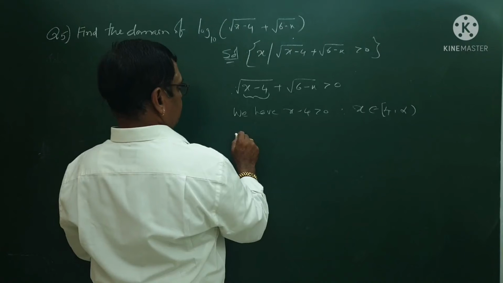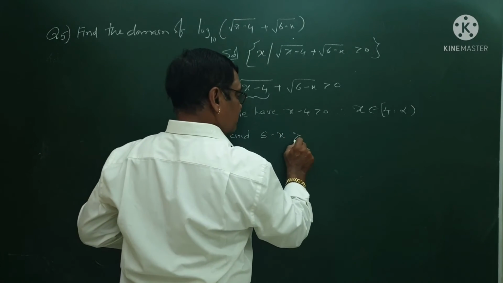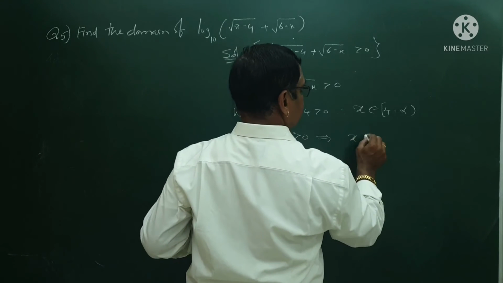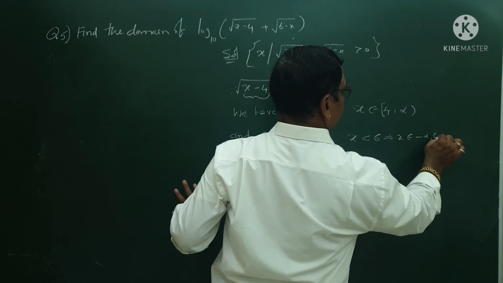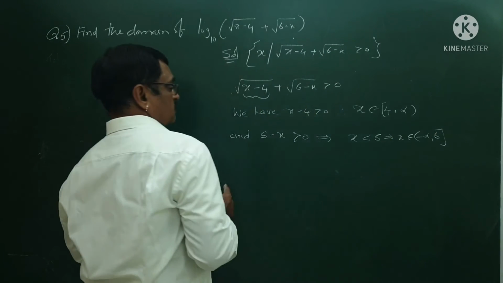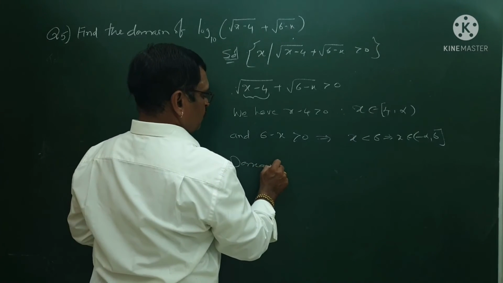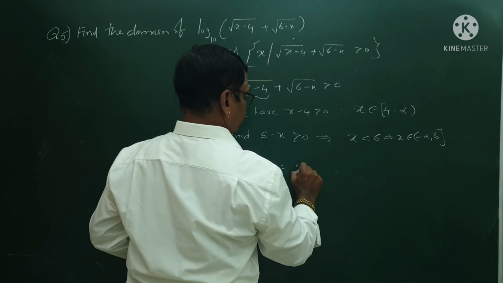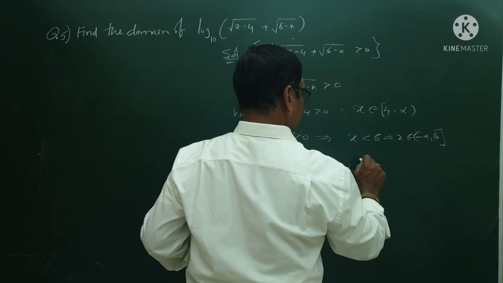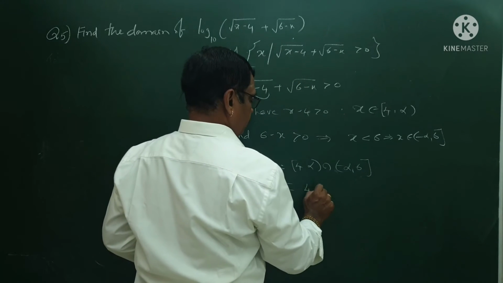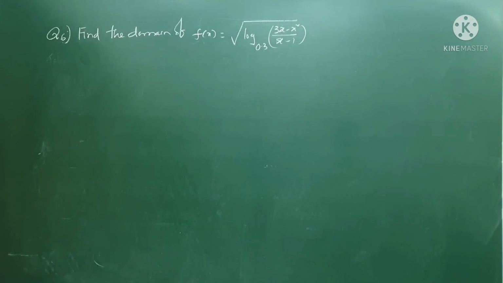And second one, 6 minus x is greater than 0. This implies x is less than 6, or x belongs to negative infinity to 6. Now the intersection of these two is the domain: 4 to infinity intersection minus infinity to 6. So the answer is nothing but 4 to 6. The domain of this function is 4 to 6.